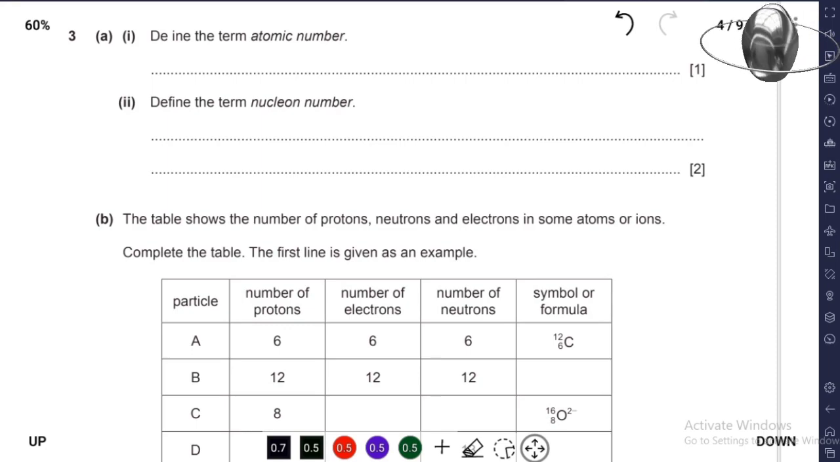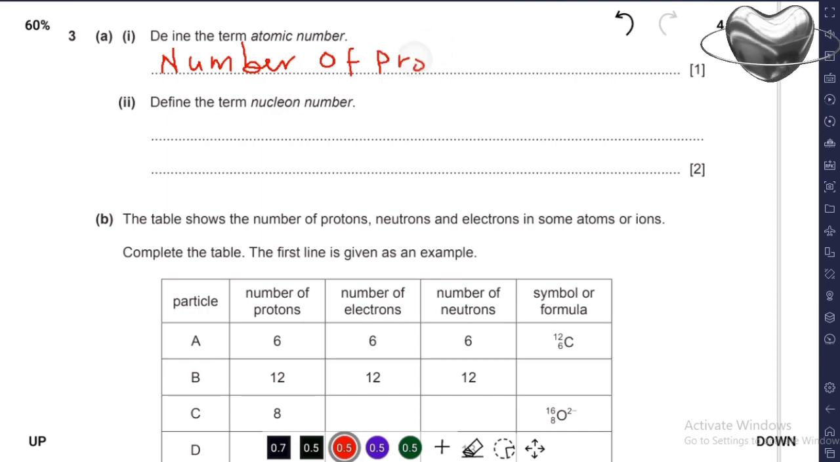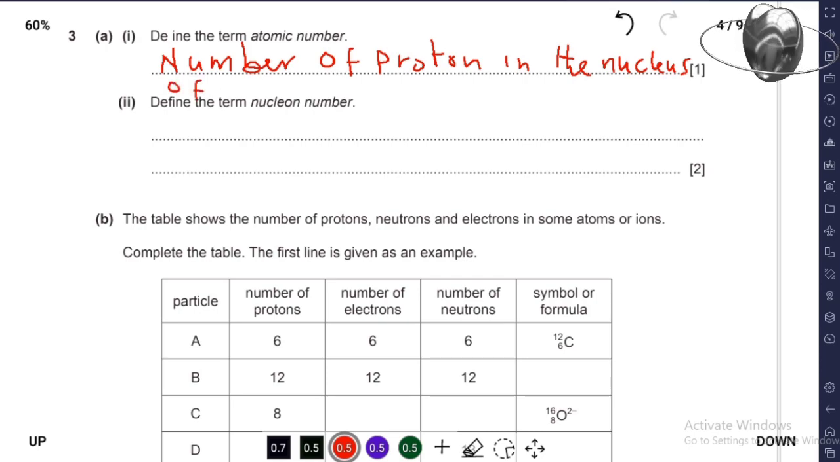Define the term atomic number. When we are talking about atomic number, my dear learners, we are definitely talking about the proton number, the number of protons in the nucleus of an atom. So this must be very simple for you. So we are saying: number of protons in the nucleus of an atom.